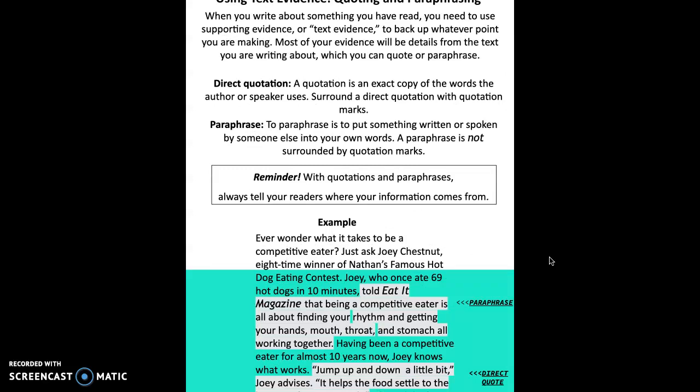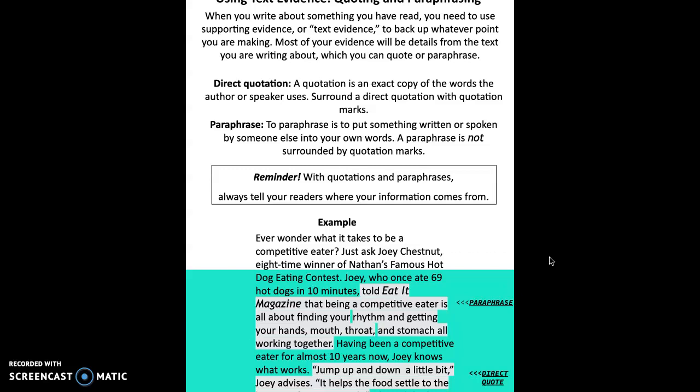When we use the text evidence, we look for quoting and paraphrasing. Paraphrasing you should be very familiar with, as we've just finished that up in one of our recent lessons. Just as a reminder, when you write about something you have read, you need to use supporting evidence or text evidence to back up whatever point you are making. Most of your evidence will be details from the text you are writing about, which you can quote or paraphrase.